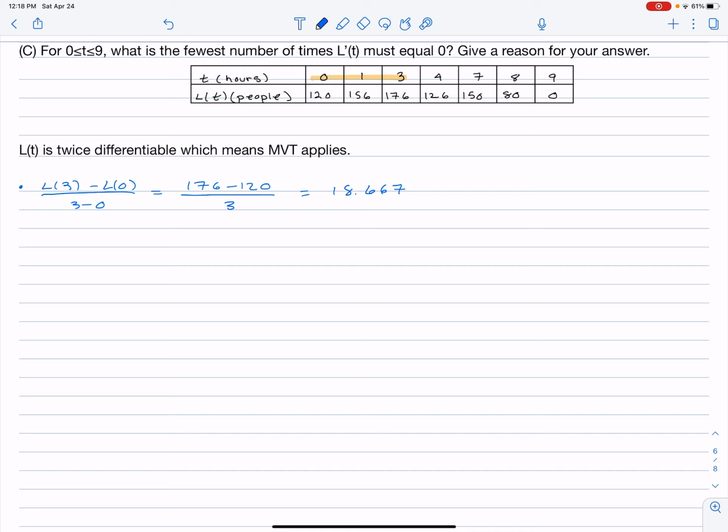Now, what's important is that by mean value theorem, by MVT, there must exist a C. I'm going to call this C1 because we're going to do this multiple times, so I just want to differentiate. So there must exist a C1 such that L prime of C1 equals that number, 18.667.